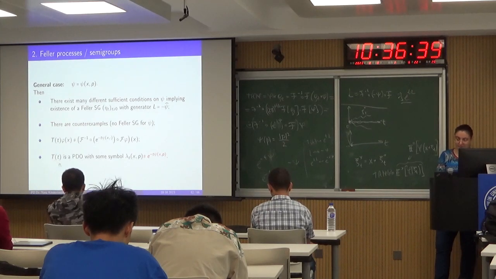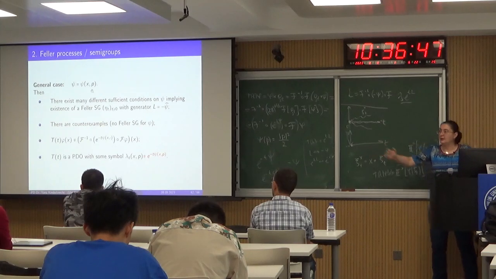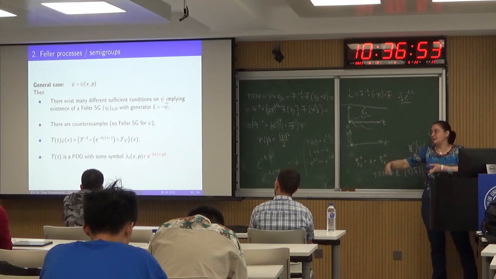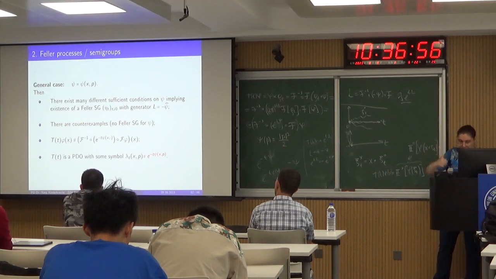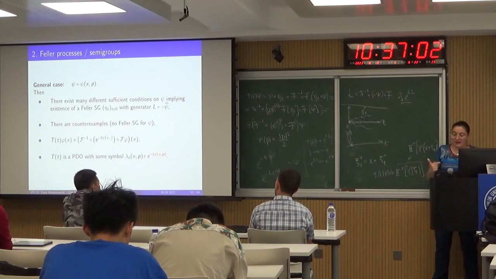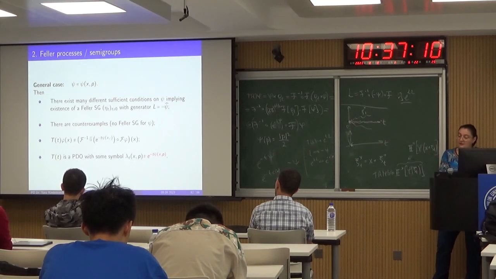As soon as we have a symbol which depends on two variables, even if the symbol is given by the formula, we cannot guarantee that there exists a corresponding Feller semigroup, hence a corresponding stochastic process. Another thing: even if we can guarantee that the process exists, we don't know how the semigroup looks like. It is not a symbol of the semigroup. The semigroup is still given by pseudo-differential operators with some symbol, but it is not this exponential function.